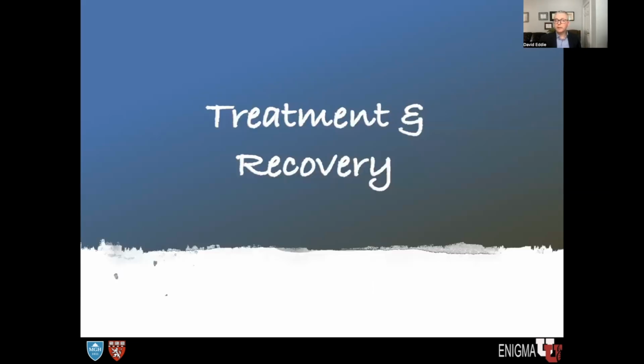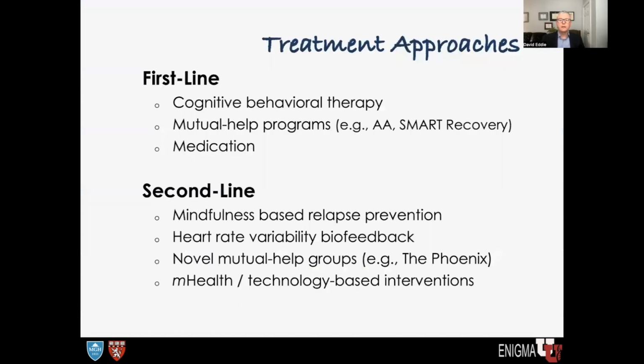Okay, so let's talk about treatment and recovery. What are our first-line treatments for substance use disorder? Well, I would argue these three, cognitive behavioral therapy, mutual help programs, and medication, are our first line. Now, some others may disagree. Now, cognitive behavioral therapy is a skills-based approach delivered by a therapist with training in this modality. Essentially, the goal in cognitive behavioral therapy is to teach people the skills and tools they need to recover.